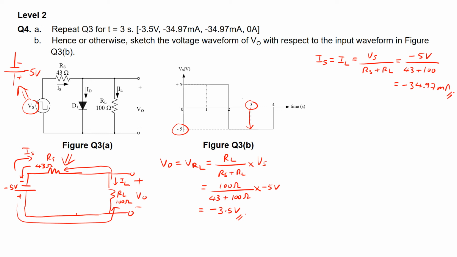Okay, and then talking about the current passing through the diode, ID. I just put back the current here. This is current ID trying to pass through the diode D1, which is reverse biased. As you can see, since it's an open circuit, the current passing through this diode D1 will be equal to 0 amps.